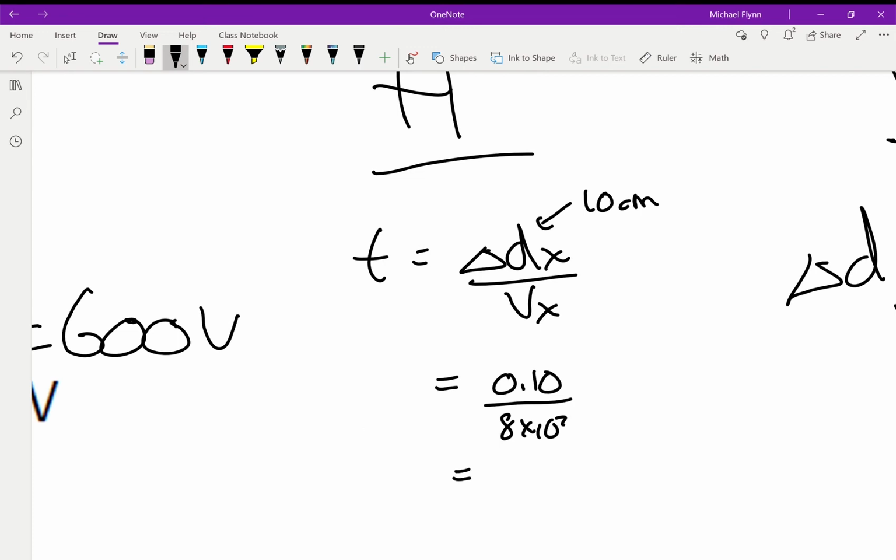Now, when you're traveling that fast, you're basically traveling at a very large fraction of the speed of light. It's going to travel through there in the blink of an eye, okay? So I get 1.25 times 10 to the negative 9, literally a nanosecond. 1 1/4 nanoseconds, 1.25 times 10 to the negative 9 seconds. All right, so we got our time.